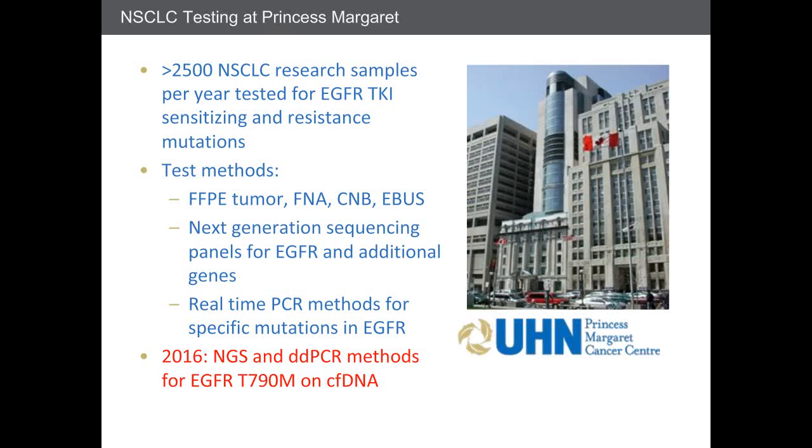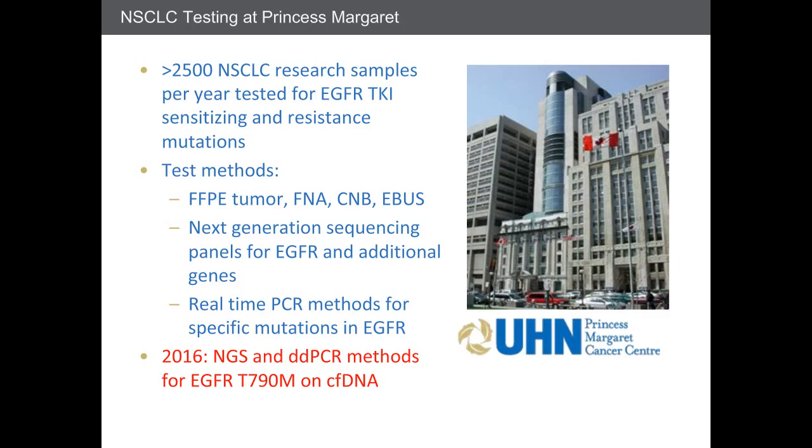So to give you an overview then of Princess Margaret Cancer Centre and our non-small cell lung cancer testing, we test typically more than 2,500 non-small cell lung cancer research samples a year for the EGFR tyrosine kinase sensitizing and resistance mutations. We test samples of various sources, including FFPE, FNA, or transbronchial needle biopsies or core needle biopsies. We have several next-generation sequencing panels for EGFR and associated genes relevant to lung cancer and other tumors, and real-time PCR methods for specific mutations in the EGFR gene.